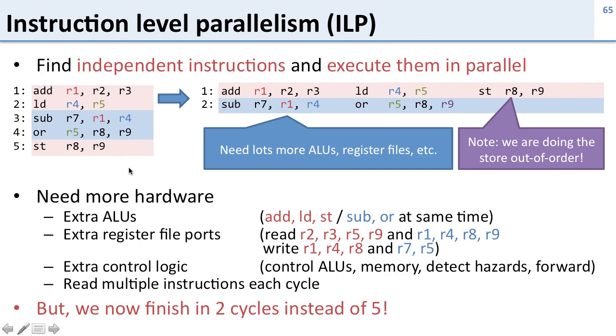So we've done 2 things to make this run in 2 cycles. We figured out independent instructions and executed them in parallel on more hardware, and we moved the order of the instructions around. So we're executing them out of order.